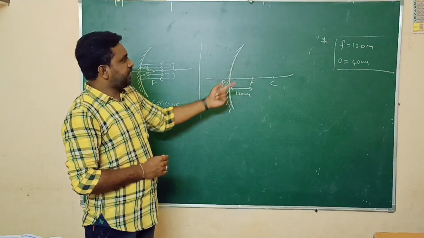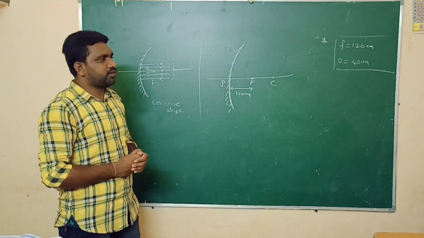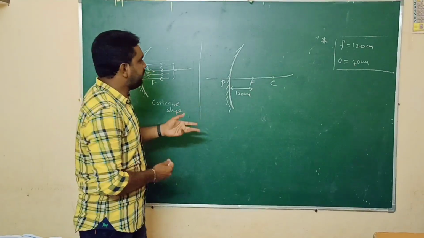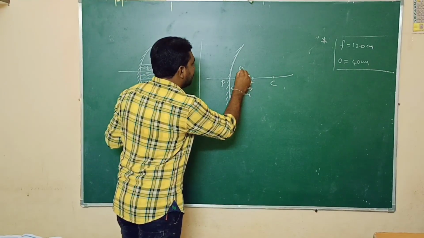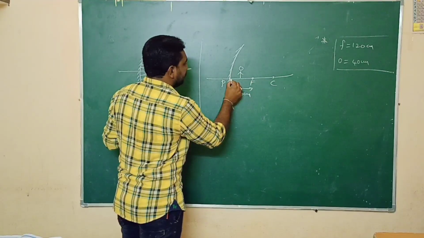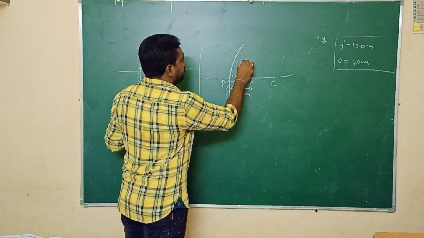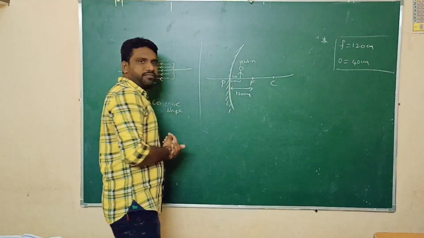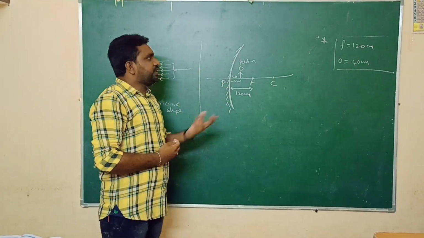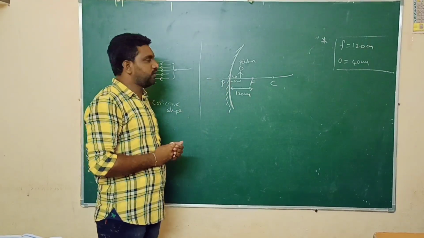So I am drawing the diagram according to the given question. Focal length is 120 centimeters. What is the position of the object? It is standing at a distance of 40 centimeters in front of the concave mirror. So here one person is standing, 40 centimeters from the mirror. This is the position of the person with respect to the mirror. What kind of image can he see with the help of this concave mirror? That is the question. Again we should go to the positions of the concave mirror.